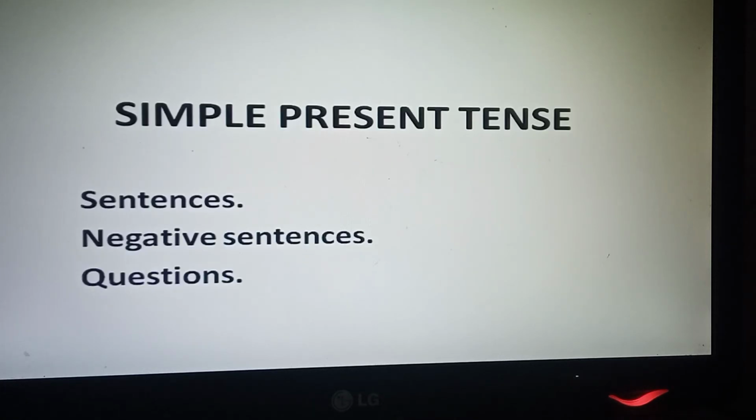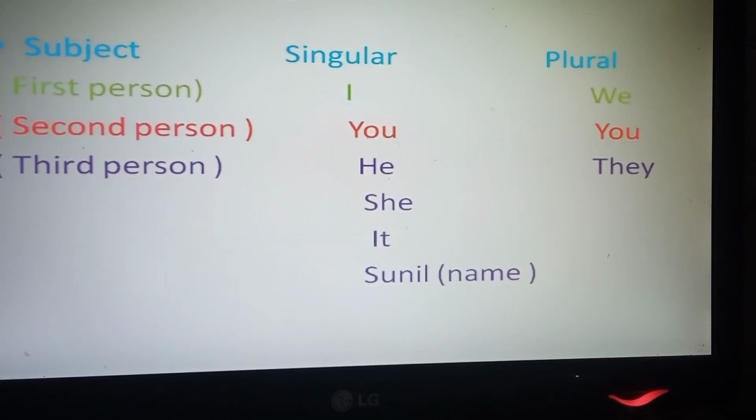You can see simple present tense. It is of three types: sentences, negative sentences and questions. We are going to learn more about sentences. In this simple present tense, you can see the subject is divided into three parts: first person, second person and third person. First person is who speaks, in singular and plural. In the first person, singular is I and plural is we.